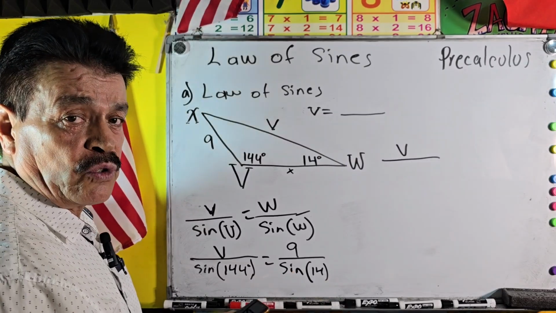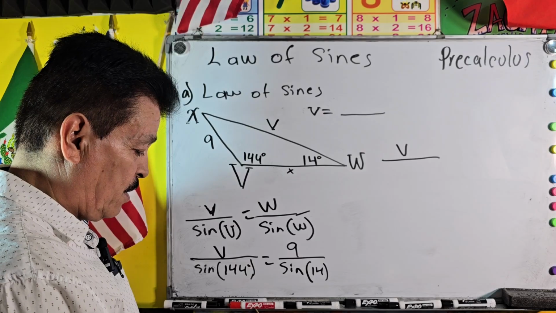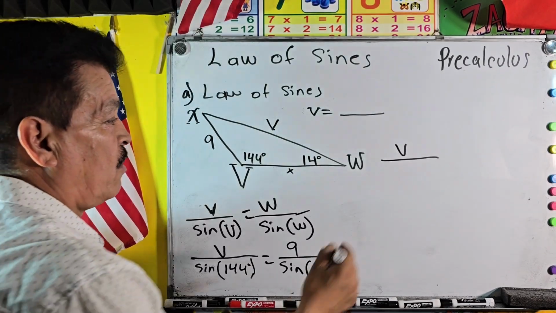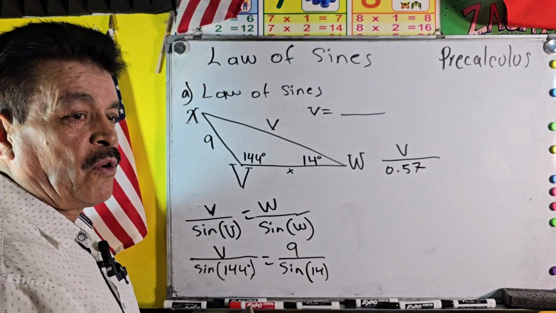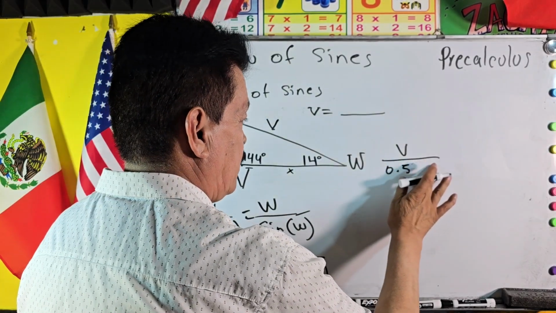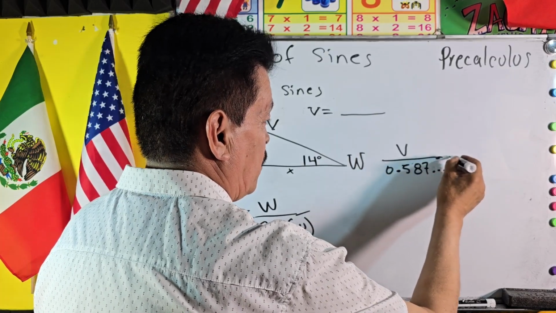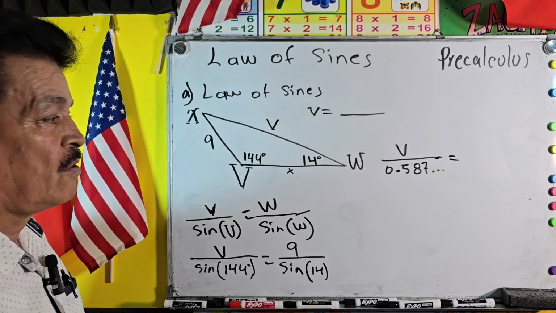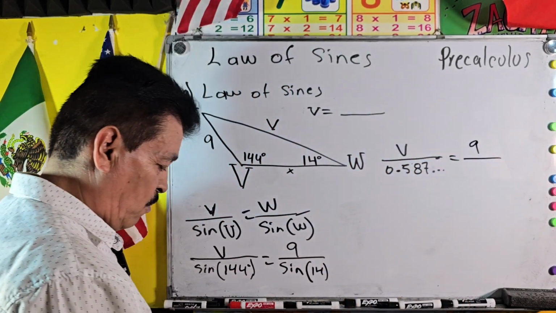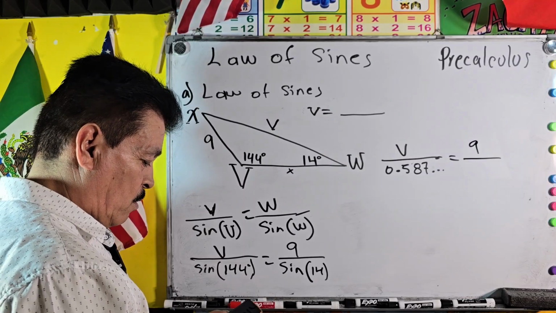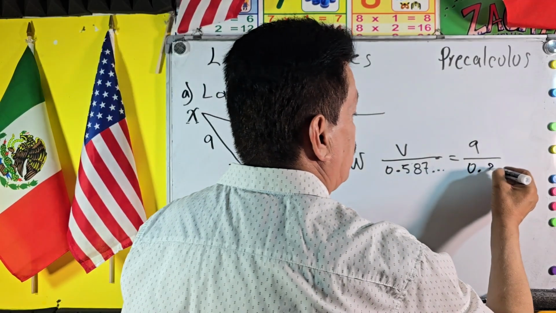Use your technology, it's allowed. Then 44 degrees equals 0.57, 0.87, point and so on. So just use 3 numbers only. So 0.87. Then the next one, 9 divided by sine of 14. All right, this equals 0.241.